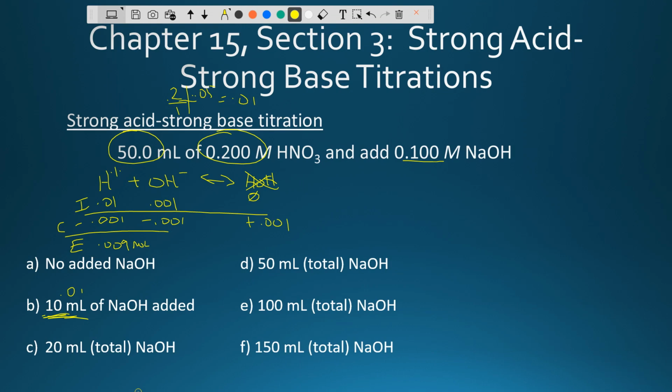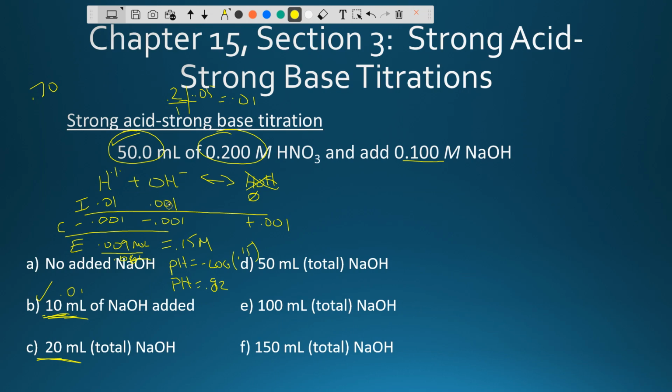Now, here's where you've got to be careful because we had 50 milliliters to start with, and I added 10 milliliters of this. So how many liters is that total? That's 0.06 liters total. Okay, I ended up with 0.06 liters total. That gives me a molarity of 0.15. And so the pH is the negative log of the 0.15. So my pH, remember it started at 0.70. Now my pH is at 0.82.